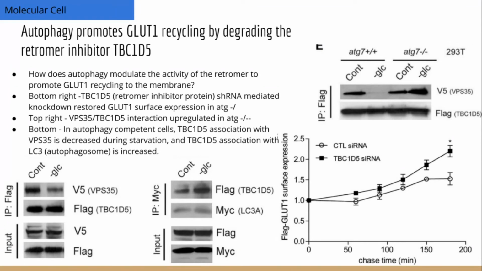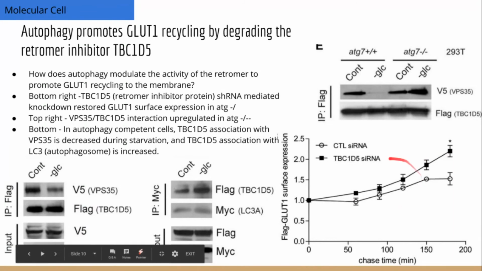So the authors decided to focus first on TBC1D5 simply because it's a known inhibitor of the retromer complex by preventing its interaction with RAB7. And this prevents the retromer from binding the endosome and capturing cargo. So the coup de grace of this paper, in my opinion, is this single graph here. shRNA-mediated knockdown of TBC1D5, indicated by these black bars, restored GLUT1 membrane expression in autophagy deficient cells.